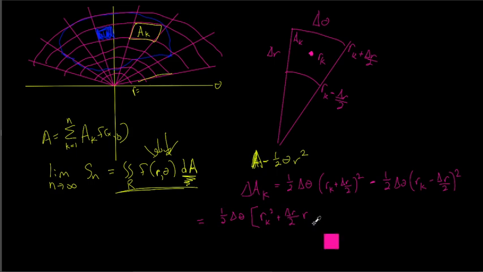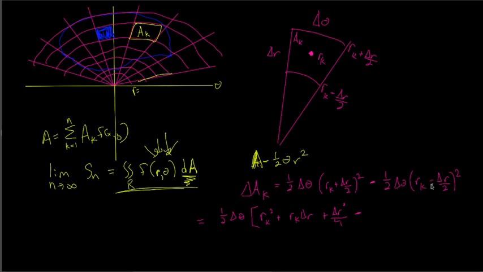Let's see about that. I think there's 2 of these. This is squared, right? So I'm going to get 2 rk times delta r over 2. Yeah, so I'm going to get rk times delta r, right? We get it twice, right? The first time through we get rk times delta r over 2. Second time we get rk delta r over 2. 2 of them leaves us with that, plus delta r squared over 4.